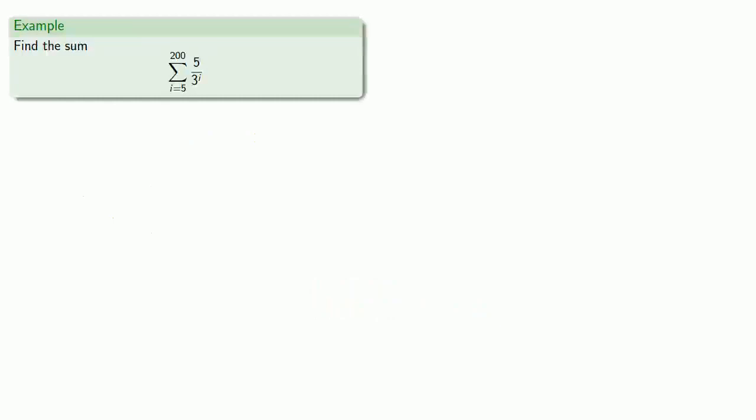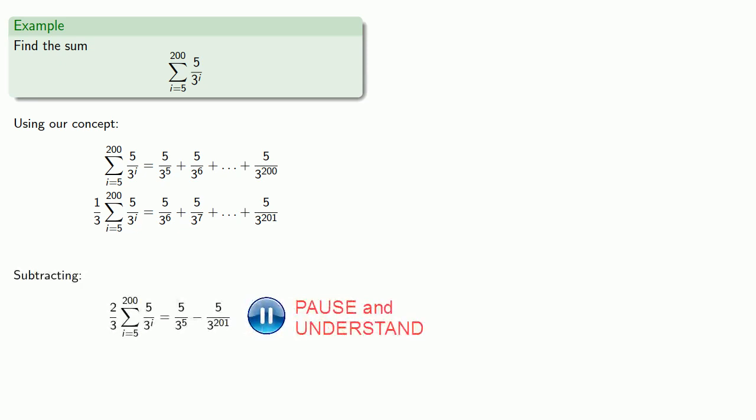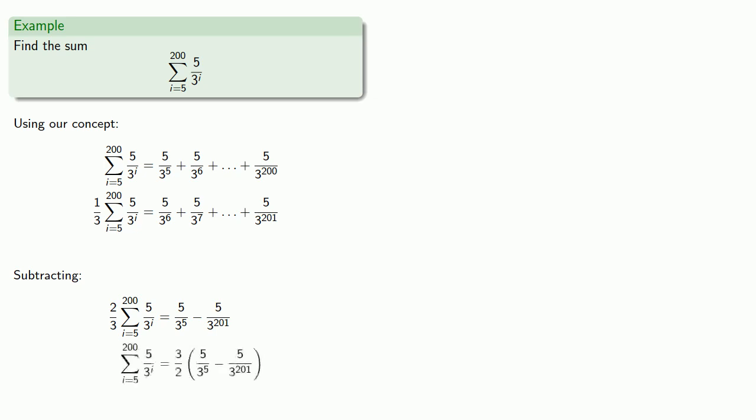So we could try that on a different series. So let's take our series. And again, we'll write out the first couple of terms as well as the last term. If we multiply everything by 1/3, that's going to get us a copy or a near copy of the series. If I subtract, everything but the first term of the first series and the last term of the second series is going to cancel out. And so I'll have 2/3 the sum equaling a difference. And so I know the sum of the series itself.